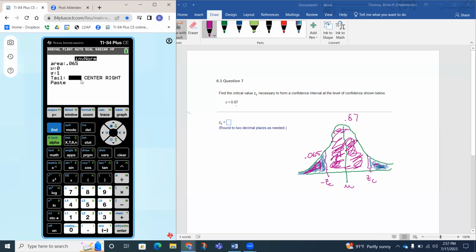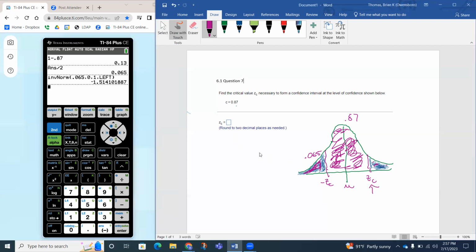Notice how we want the tail to be to the left, so I'm not changing that on my calculator. If I paste this in, this will give us the Z-score that corresponds with that. Notice how we're getting a negative 1.514. But what they really want is the positive one over here. Since we have symmetry, if there's a negative 1.514 over here, there's going to be a positive 1.514 over here. So this is the one they want. I'm just using symmetry with this negative Z-score to get this positive Z-score.